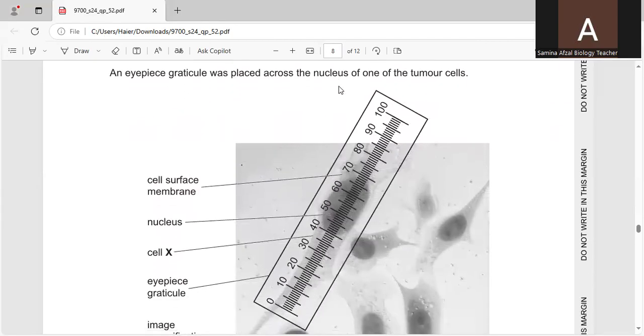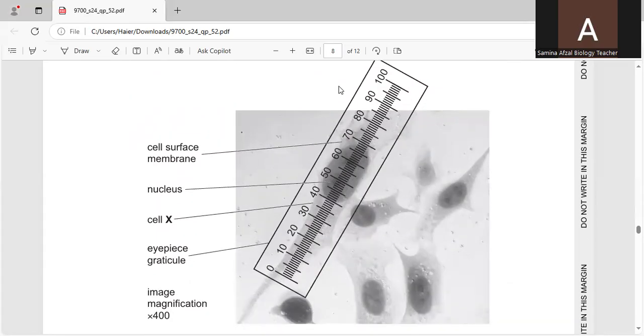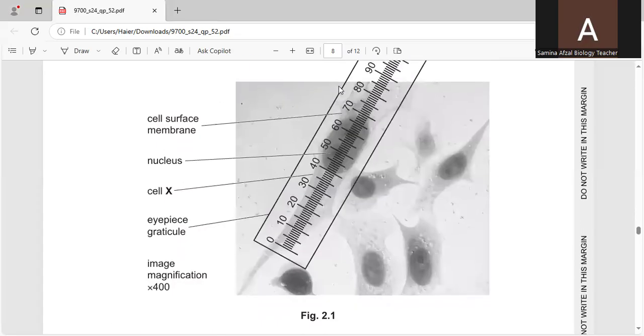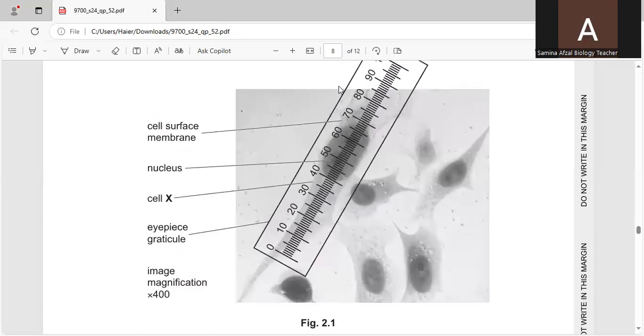An eyepiece reticule was placed across the nucleus of one of the tumor cells, and you can see in figure 2.1 the cell surface membrane has been shown. It is labeled, and the nucleus is also labeled, and the cell X has been shown, and this eyepiece reticule is kept over it. Students, the eyepiece reticule is kept in the eyepiece with a scale, which is called the eyepiece reticule.